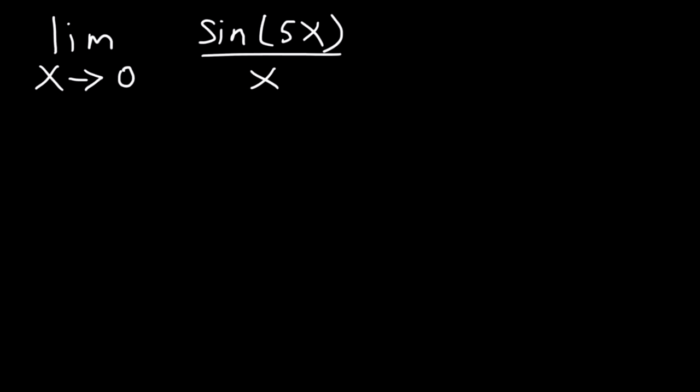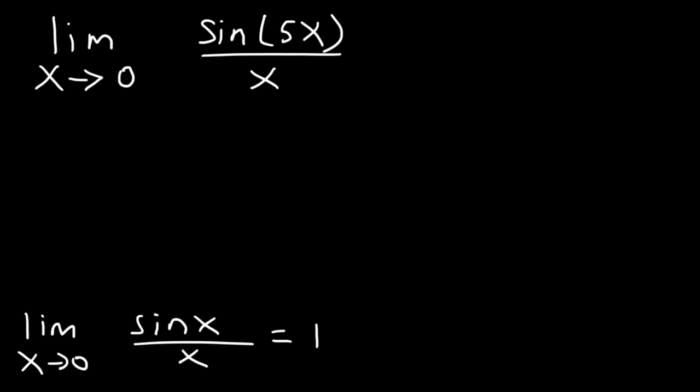Now let's work on this problem. What is the limit as x approaches 0 of sine 5x divided by x? What is that equal to? Now keep in mind, we know that the limit as x approaches 0 of sine x divided by x is 1. For those of you who quickly want to see the answer, it's going to be 5x divided by 1x, which is 5. But you've got to show your work though. But that's just a quick way to get the answer for those of you who want that.